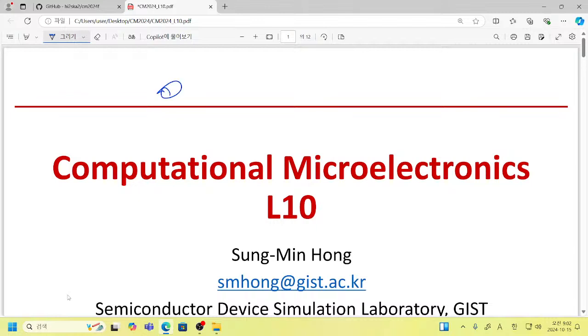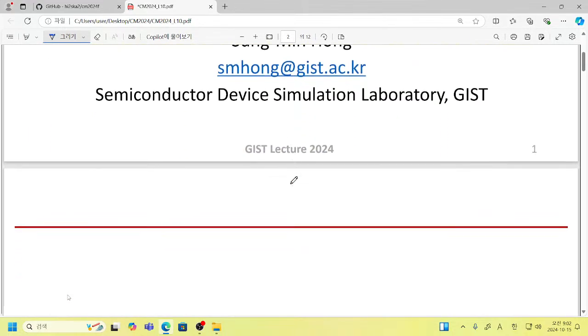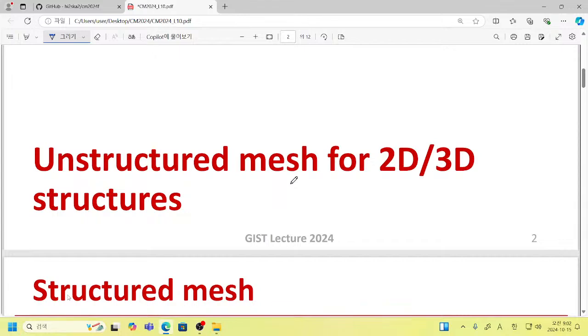Okay. So this is lecture 10 of our semester. So let's switch gears and go to the 2D and multidimensional simulations. Today's lecture is intended to be quite short. Today we will talk about unstructured mesh for 2D or 3D structures.